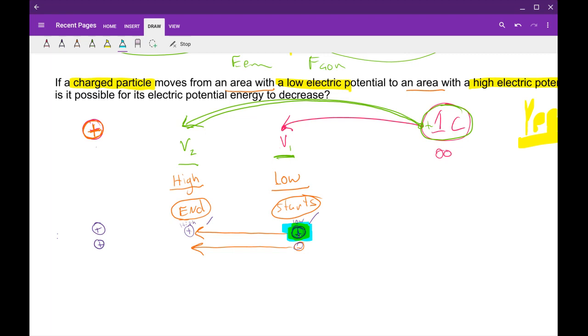Then I've got another positive particle here. To move from here to here, I've got to push it in. Imagine I'm taking my little mouse arrow and pushing this guy in. It's got to push it in there.